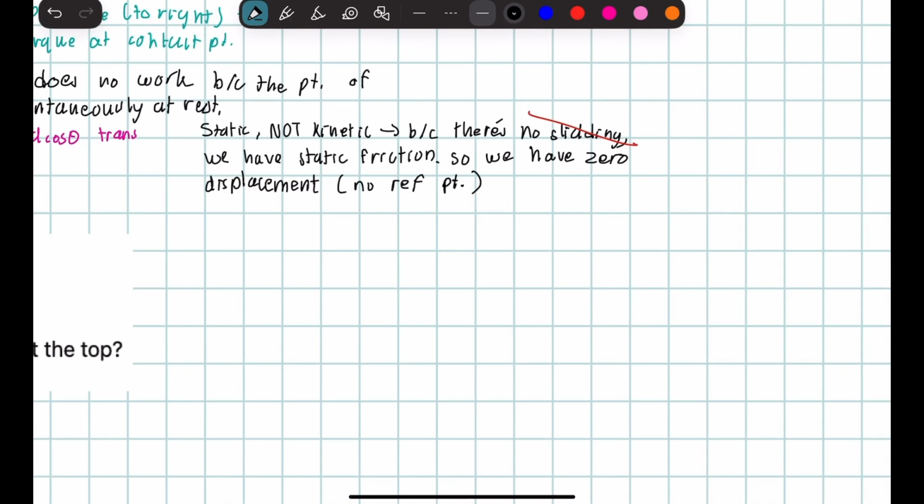So at the exact moment that the static friction force acts on a specific atom of the tire, the atom is not moving relative to the ground.